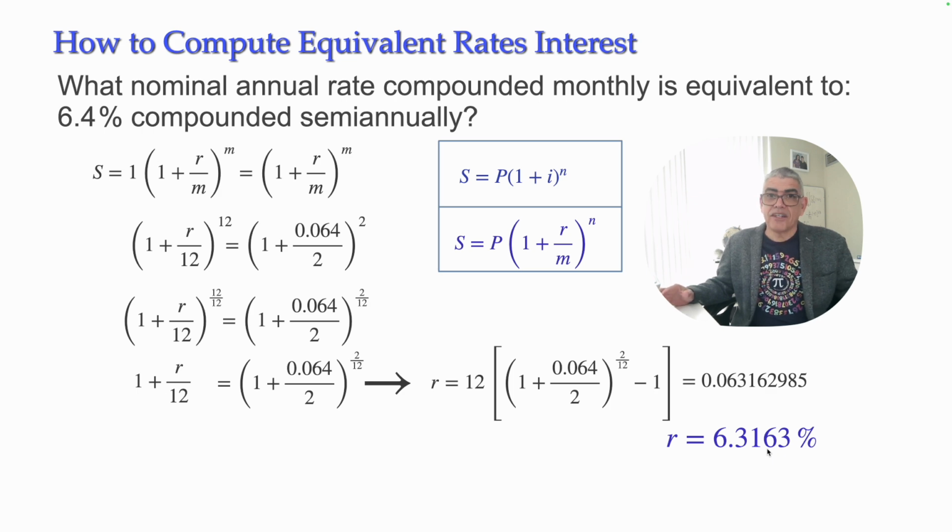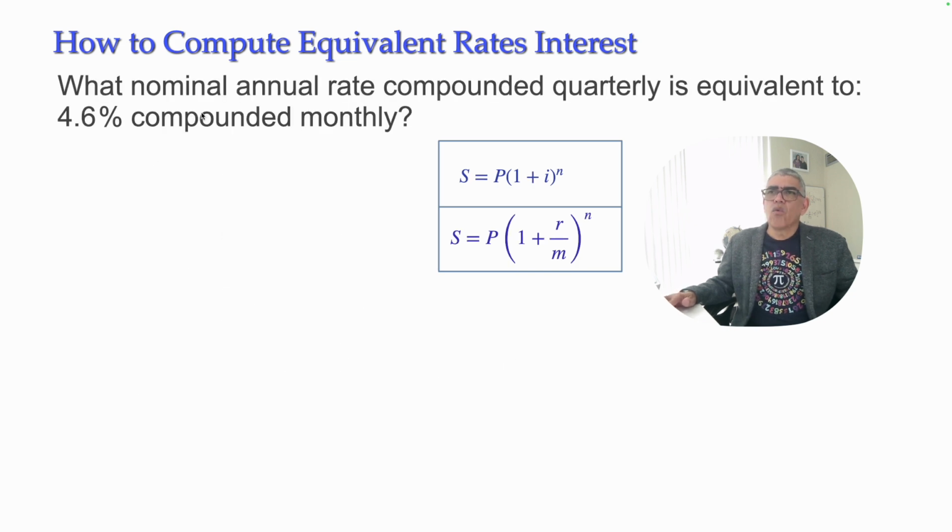So you can use this idea to compute the equivalent rate of interest. If we know one rate of interest, find another compounded in a different period of time using the same idea. You can start from here. Let's make another example. What nominal annual rate compounded quarterly is equivalent to 4.6 compounded monthly?